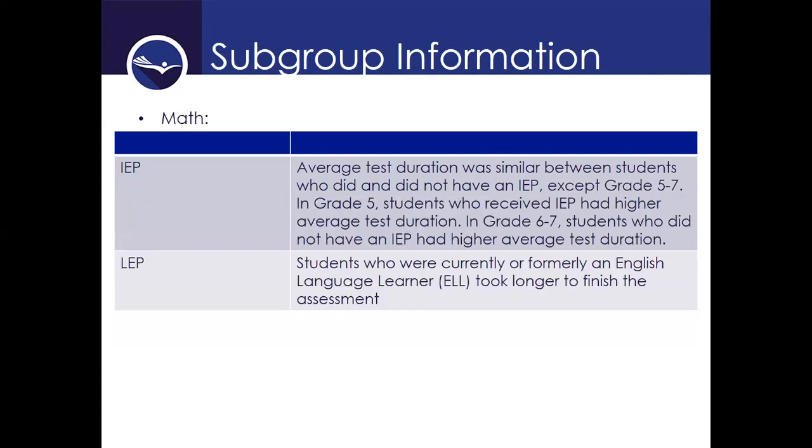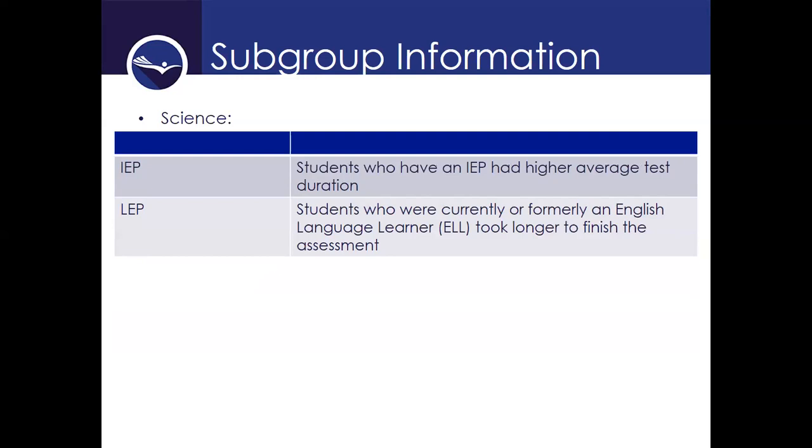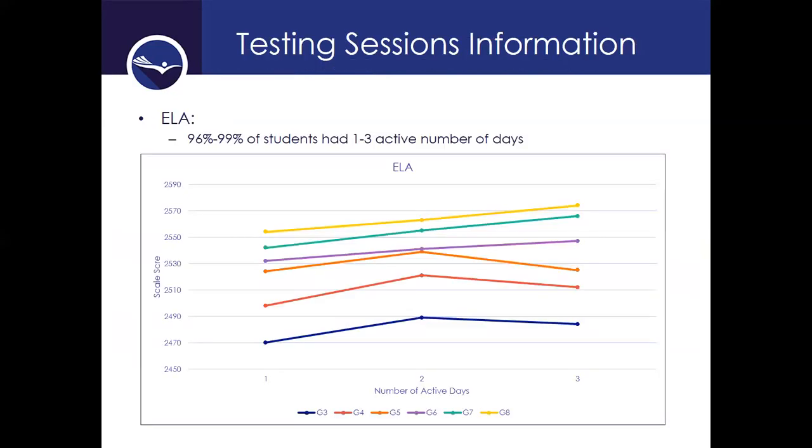Subgroup information, again, with math, very similar. So students with IEPs typically have similar average times as students without IEPs. There is some variation that you can see there. And EL students typically take longer, once again. And then science, both students with IEPs and EL students took longer to finish the assessment than students that did not have those characteristics. So you can kind of plan on that as you're thinking about scheduling, about which students may take longer than other students.